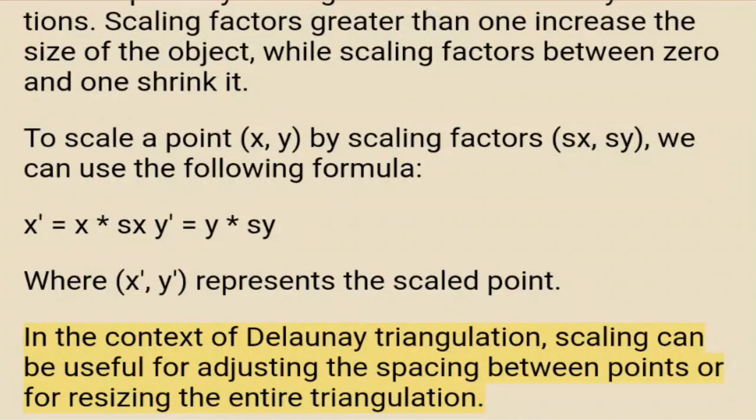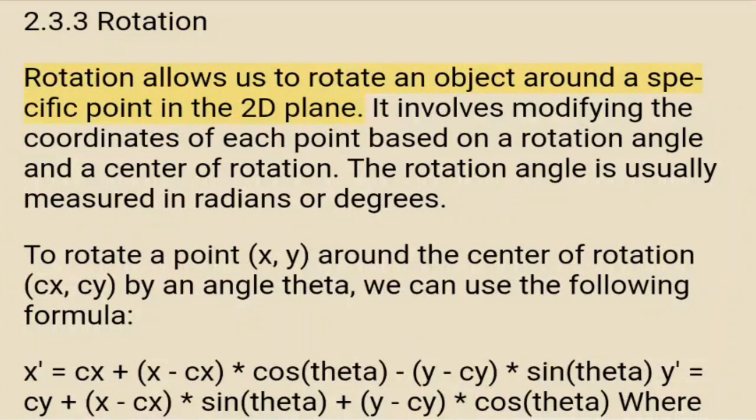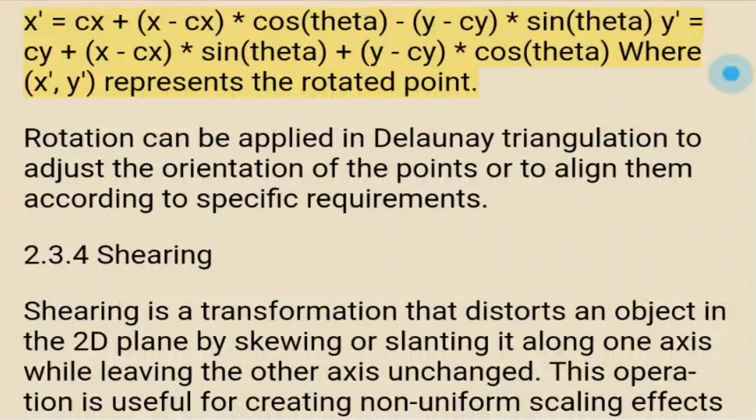2.3.3 Rotation. Rotation allows us to rotate an object around a specific point in the 2D plane. It involves modifying the coordinates of each point based on a rotation angle and a center of rotation. The rotation angle is usually measured in radians or degrees. To rotate a point (x, y) around the center of rotation (cx, cy) by an angle theta, we can use the following formula. x' = cx + (x - cx) cos theta - (y - cy) sin theta, y' = cy + (x - cx) sin theta + (y - cy) cos theta, where (x', y') represents the rotated point. Rotation can be applied in Delaunay triangulation to adjust the orientation of the points or to align them according to specific requirements.